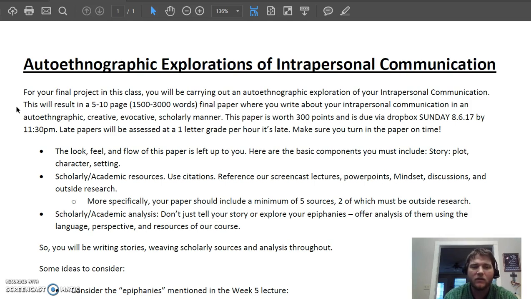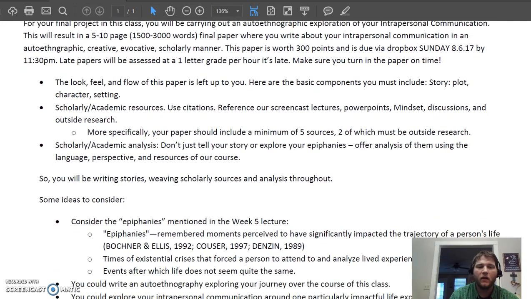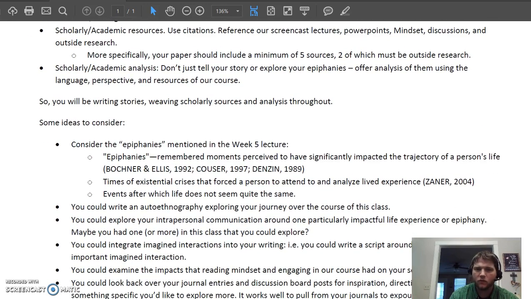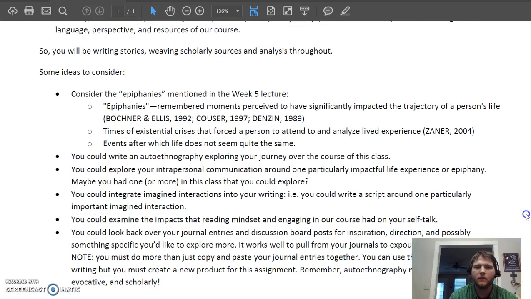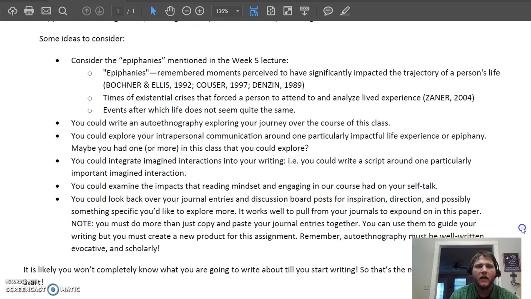And make sure you have the scholarly and academic analysis in with the story, plot, character, and setting, okay? Don't just tell your story or explore your epiphanies. That's just autobiographical writing. That's just confessional writing. This is autoethnography, which you will understand more as you go through this week, okay? So you will be writing stories, weaving scholarly sources and analysis throughout.